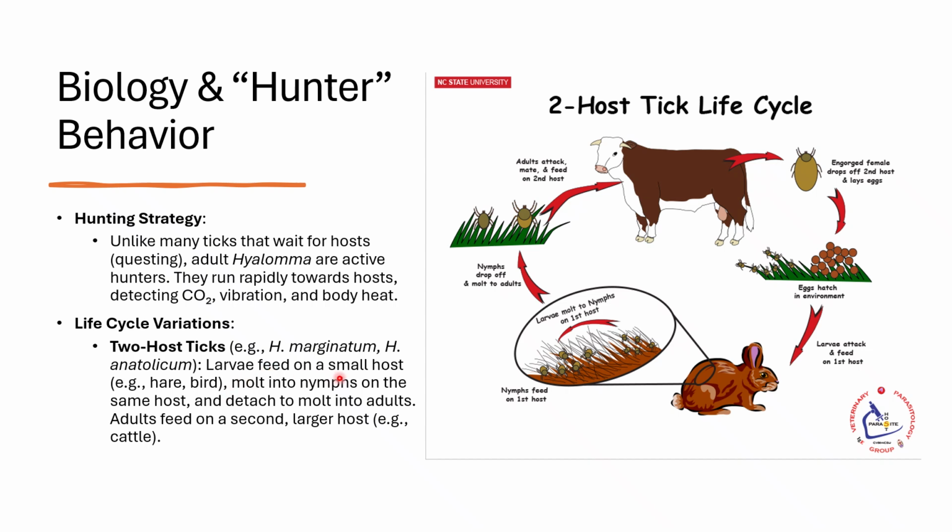So in this case, we have the life cycle of the genus Hyalomma. The larvae will feed on a small host, such as the hare or bird. They molt into the nymph on the same host, and they will detach to molt into adults, and the adults will feed on a second larger host. In this case, we have the cattle.